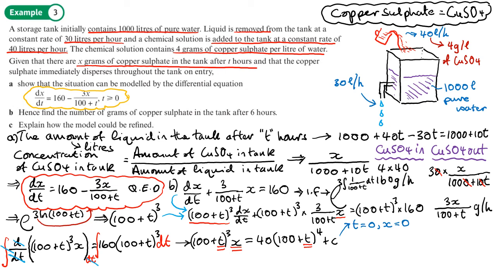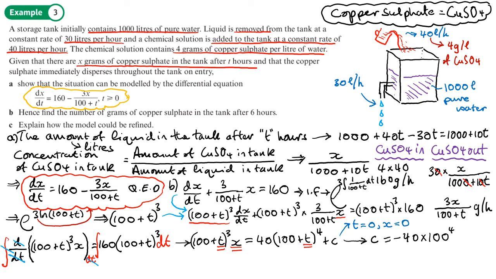If we do that, this part here just disappears. That becomes 0, so we have 40 times 100 to the power 4, so c will equal negative 40 times 100 to the power 4. So that's our value of c.